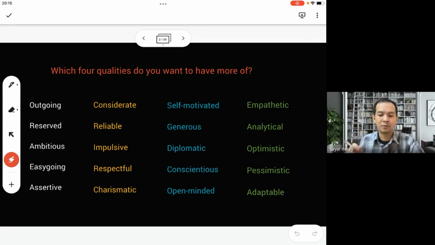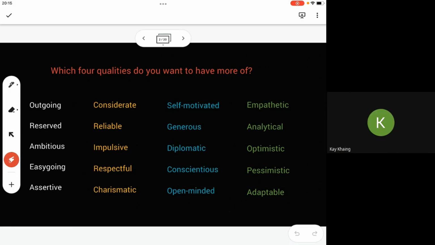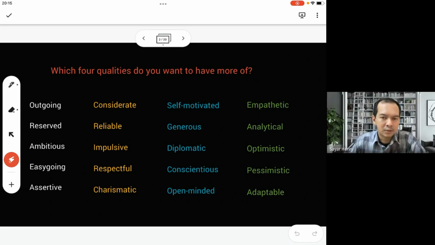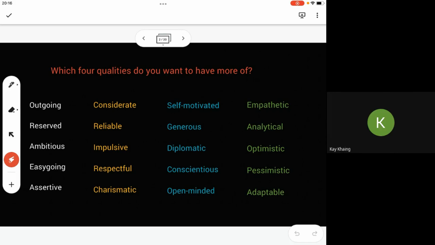Okay, you raised your hand. Do you have an answer for this? What do you think an assertive person is? I feel positive. I didn't hear quite well. Did you say positive? Yeah.